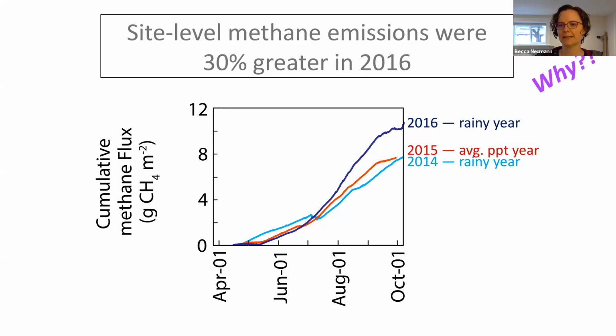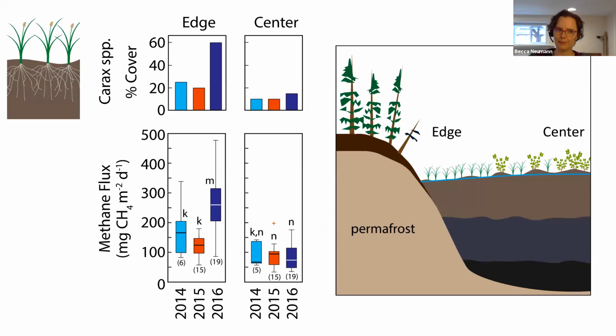bigger answer. So the first answer to this question, why, has to do with plant productivity. So what we found is that Carex aquatilis, the primary species, that's the sedge plant that I'm showing here in this cartoon, is responsible for much of the methane emissions at the site. And so what we saw is in 2016, this one rainy year, we had almost a 200% increase in coverage of Carex aquatilis just at the edge of the bog.